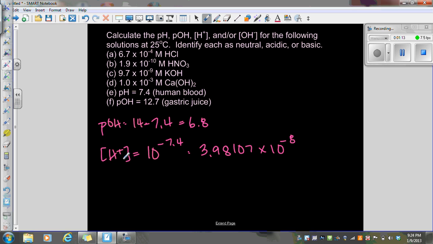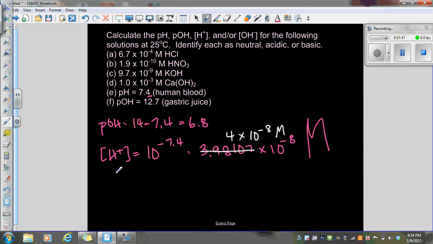Okay, this is a concentration, so we want to be sure to include units. And then we need to think about significant figures. So our pH had one number after the decimal. What that means is that we need one significant figure. So that is going to round to 4. So our answer is actually going to be 4 times 10 to the negative 8th molar.